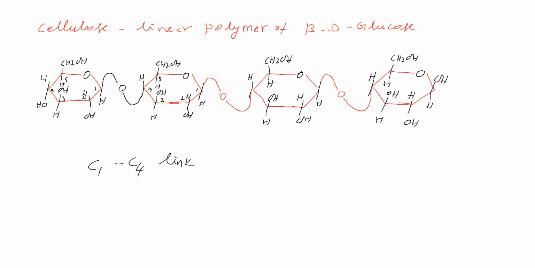In this case the C1 OH group goes for glycosidic linkage with C4. Next this C4 goes for glycosidic linkage with C1. It continues like this. This linear polymer of beta D glucose is called cellulose. So this is about saccharides.